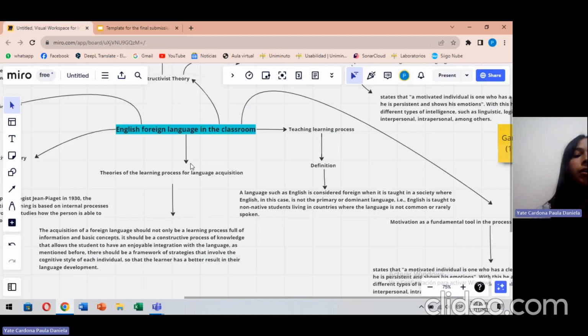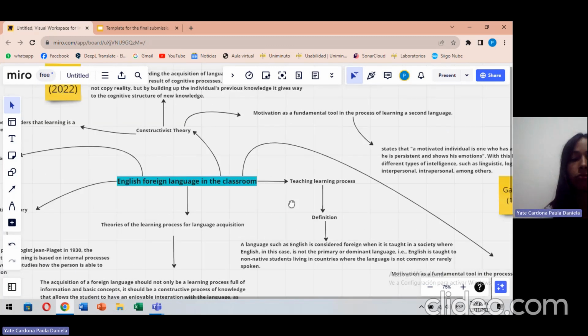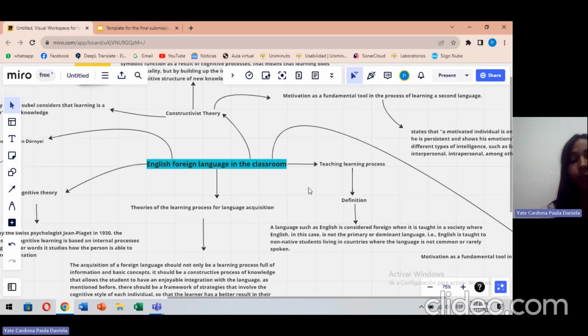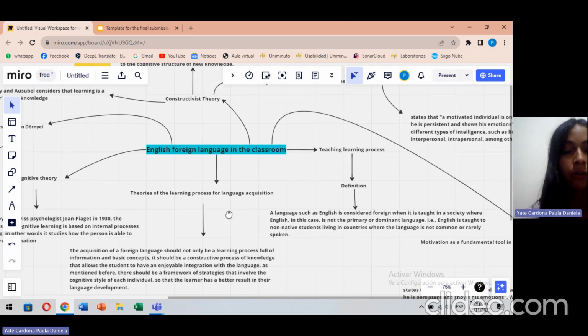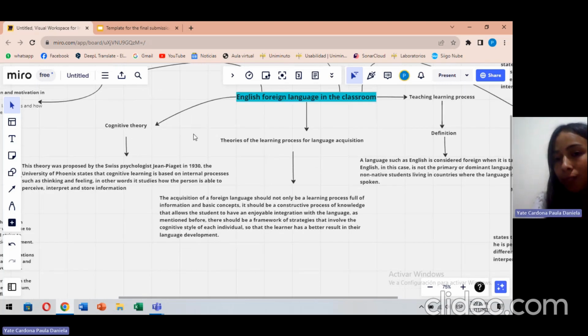theoretical framework. In our theoretical framework, we focus on exploring the fundamental theories that have helped our research project. First of all, we emphasize defining and recognizing English as a foreign language in the classroom. Then different theories emerged as theories of the learning process for language acquisition. These theories are cognitive theory and constructivist theory.